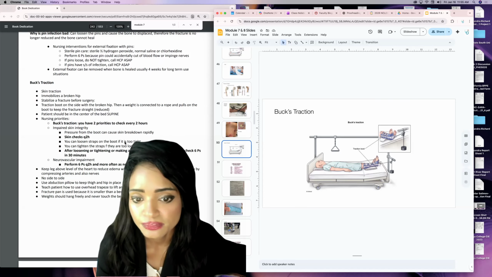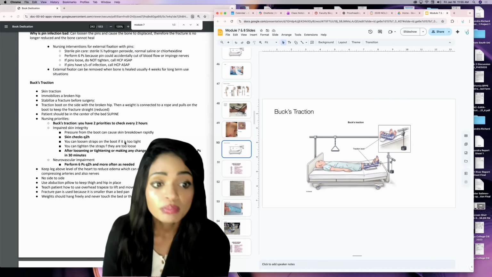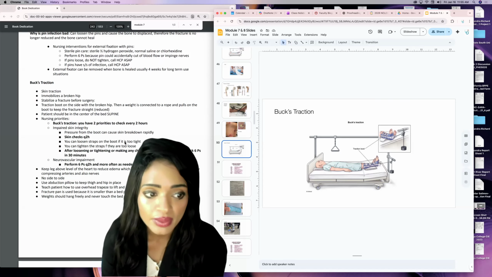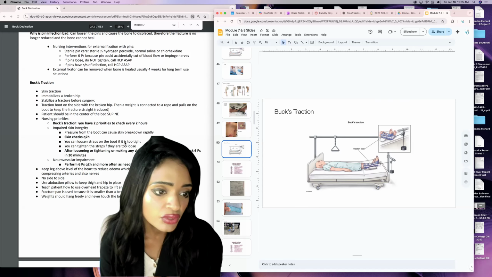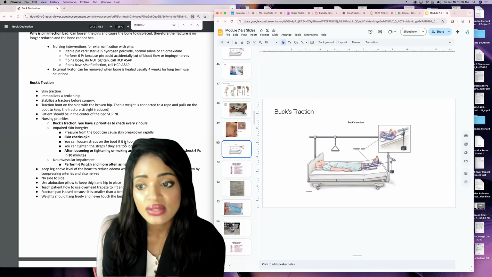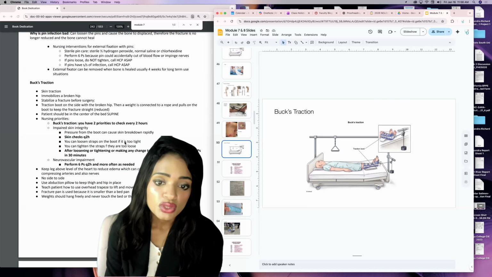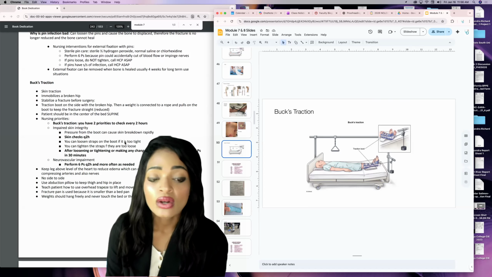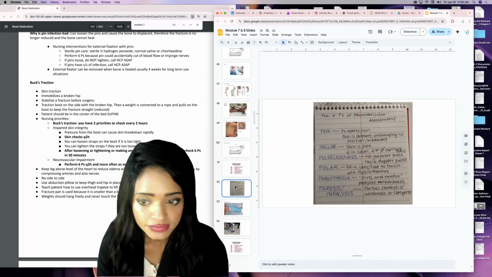So, impaired skin integrity. Pressure from the boot can cause the skin to break down rapidly, so you want to do a skin check every 2 hours. You can loosen the straps on the boot if it is too tight, or tighten them if it's too loose. But if you loosen or tighten the straps, you have to check the 6 P's in 30 minutes, because you just want to make sure that we have not made any changes that are affecting blood flow to the extremity. And that's where the 6 P's come in.